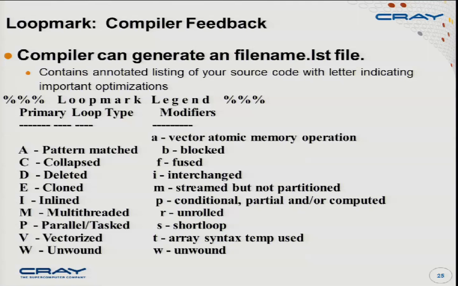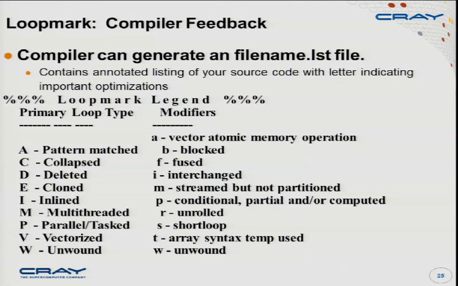And at the top of it will be a legend. You can always look at the top to say, okay, what is it telling me? What are these letters telling me? We have a concept of a primary type of lettering, and then the modifiers. The primaries are, you can think of, bigger optimizations. These are kind of bigger transformations that the compiler is doing to your code.